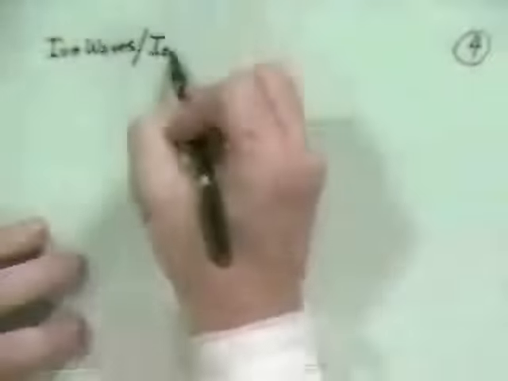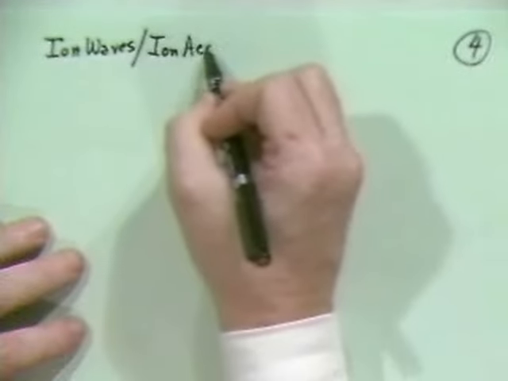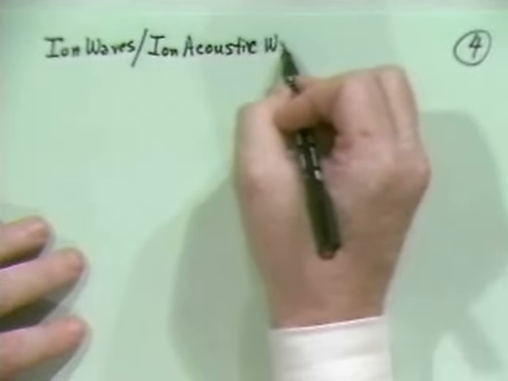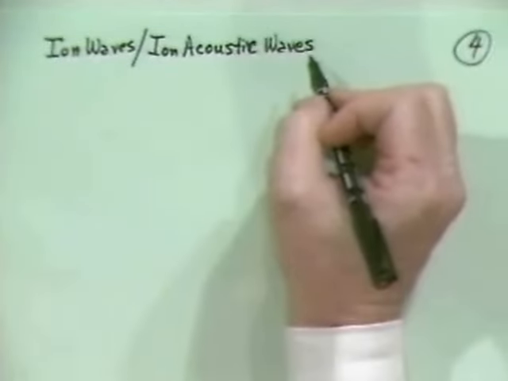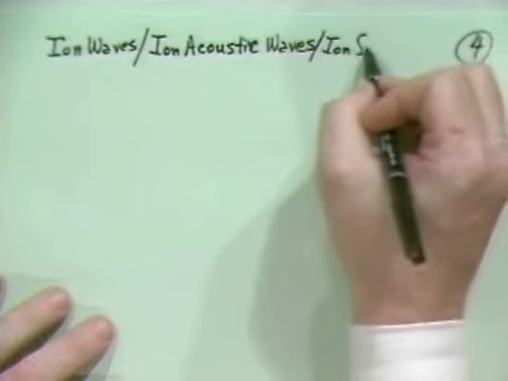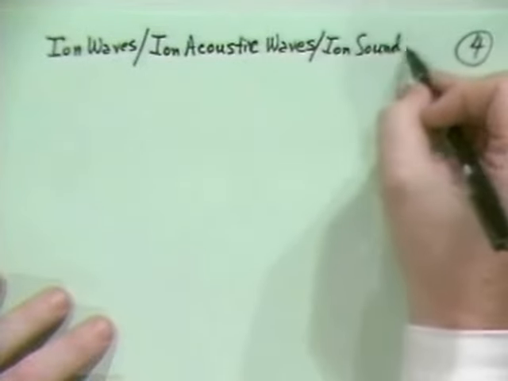And it's kind of, what kind of sound waves do we have in a plasma? So they're often called ion waves. They're also called ion acoustic waves, or acoustic waves even, or even ion sound waves. Various people call them various different things.